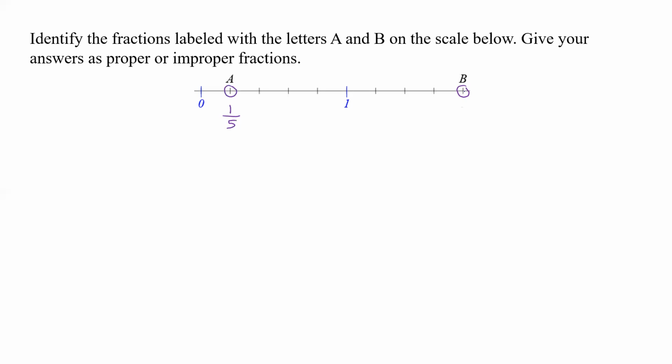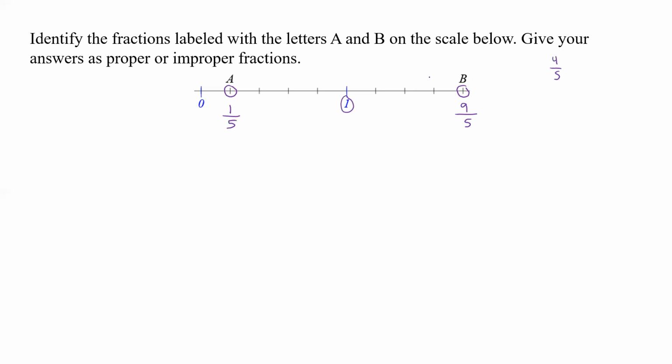Now the next one here is going to be what? Well, we have 1, 2, 3, 4, 5, 6, 7, 8, 9 out of 5. And so that's going to be our improper fraction. Now again, what we could have done, we could have said this is 1, 2, 3, 4. And so that's going to be 4/5.